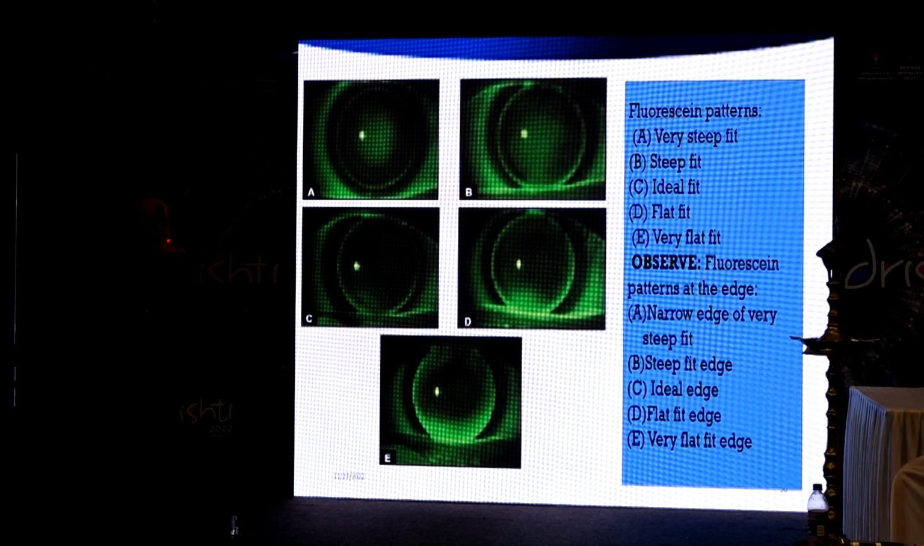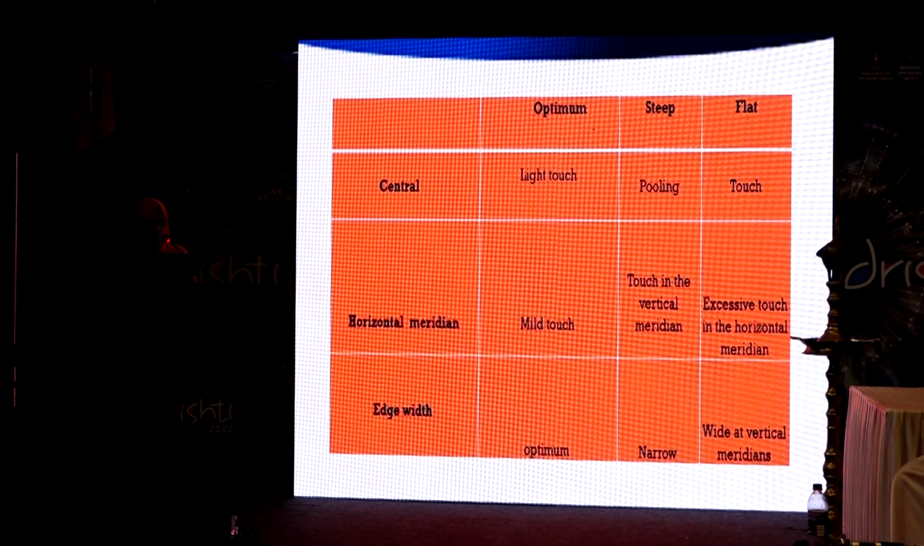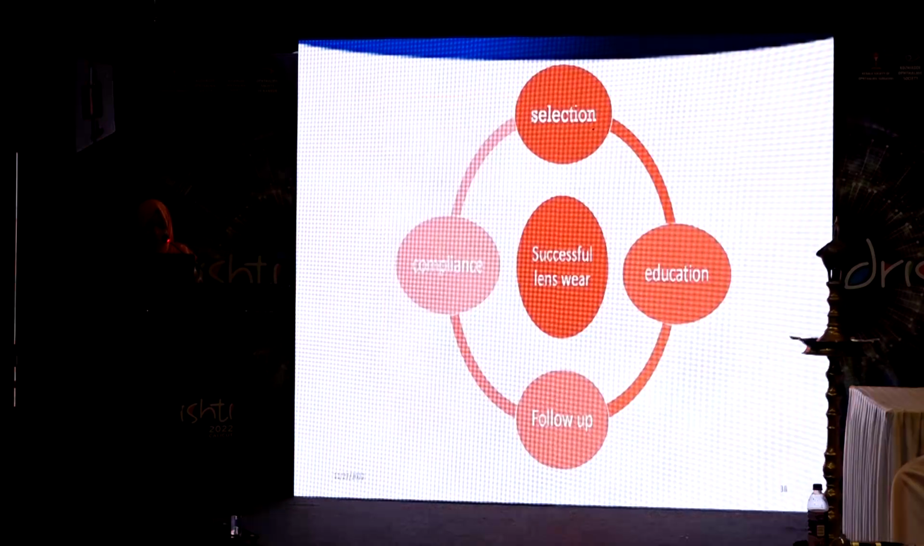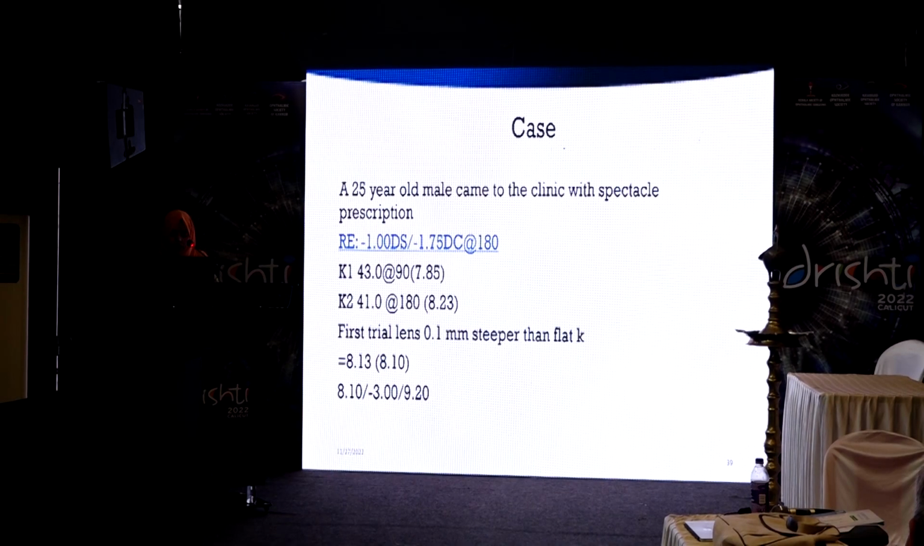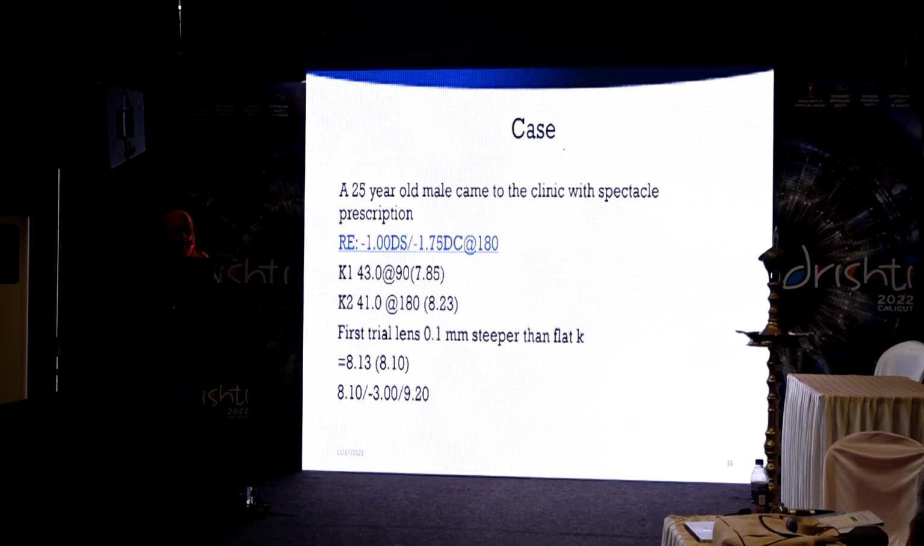And the different figures show the flat fit, very flat fit. And this is the overall summary, where for an optimum fit centrally there should be a light touch, and in a steep fit there will be pooling, and in a flat fit there will be touch. And in the horizontal meridian, there will be a mild touch and also touch in the vertical meridian and excessive touch in the horizontal meridian. So it is categorizing how the optimum, steep and flat fit should be. And for edge width, optimum, narrow, wide at vertical meridians. So if it is 0.15, it will be coming around 8.25. The next trial lens will be going like that.